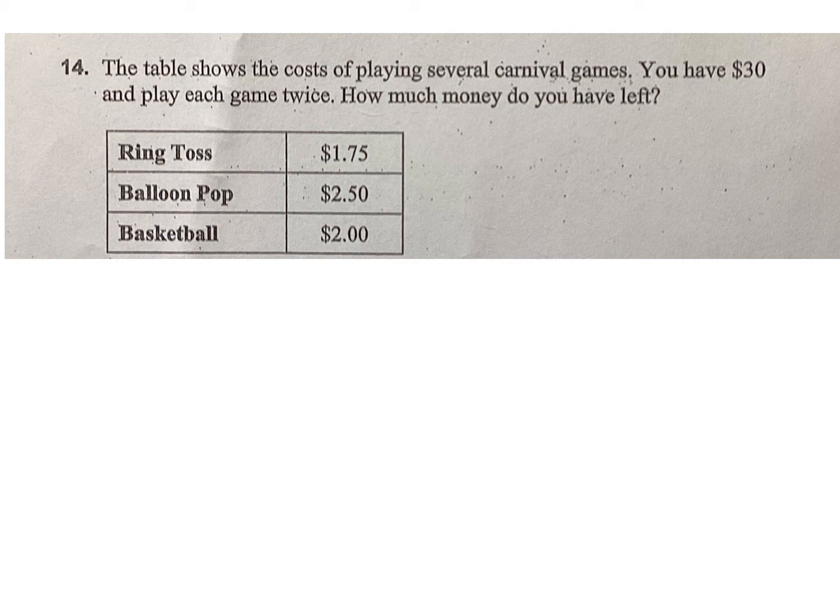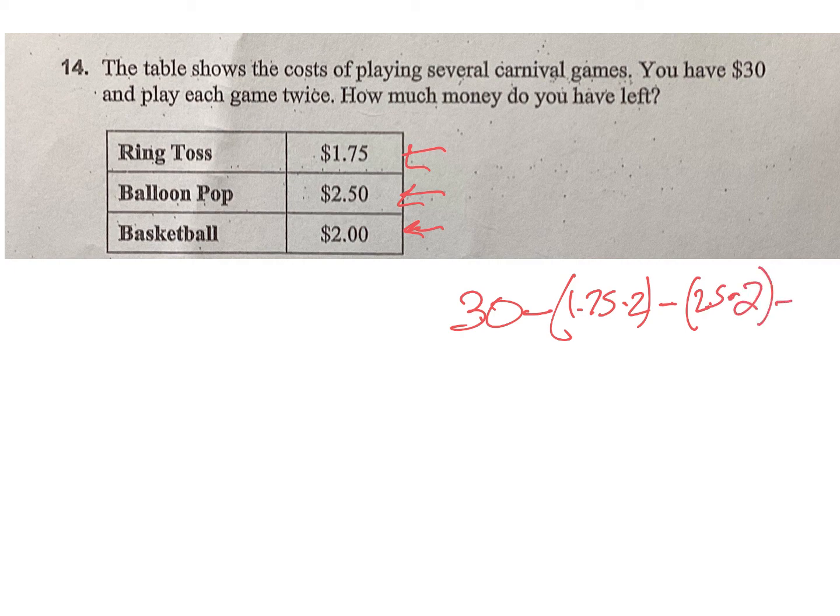It's kind of where you have $30 and then you're going to take away 2 ring tosses, 2 balloon pops, and 2 basketballs. So I'm going to do 30 minus 1.75 times 2, minus 2.50 times 2, minus $2 times 2. And that will get me how much I have remaining.